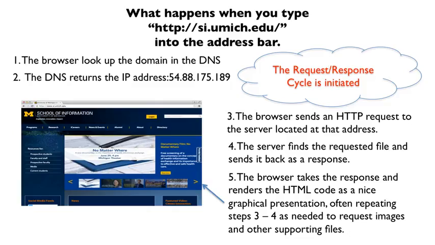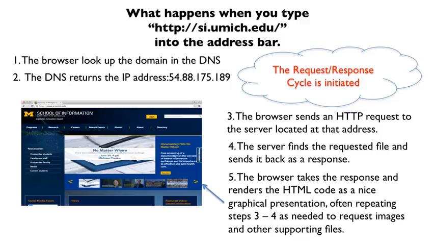So let's look at an example of what happens when I type in http://si.umich.edu into the address bar. What's going on at the high level is I'm initiating the request response cycle. At a lower level, the first thing that's going to happen is that the browser is going to use the domain name server to say, hey, where is si.umich.edu located?